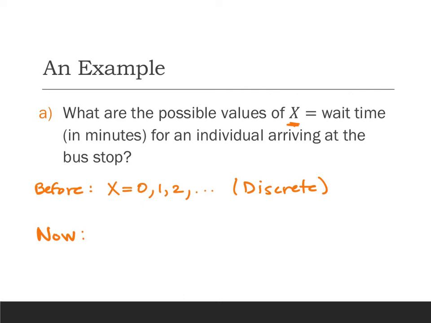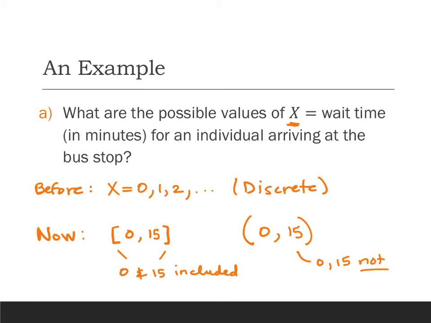Well, we're going to have to say that X is somewhere between 0 minutes and 15 minutes. And I'm going to use those square brackets because 0 and 15 are included. You might have to remember this from an algebra class. So 0 and 15 are included when I use the brackets. If I did parentheses, 0 to 15, then that would not be included. It would just be everything in between.